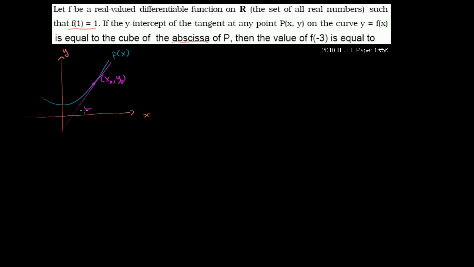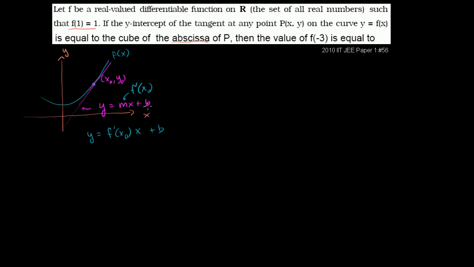So this line right here would have the equation y is equal to mx plus b, where m is the slope and b is the y-intercept. Now, we know that the slope is going to be the same as the slope at this point in the function. And what is the slope at that point? It's the derivative of the function, f prime of x naught. So we take the derivative, evaluated at x naught, and that gives us the slope right at that point. So this is going to be y is equal to f prime of x naught times x plus b.